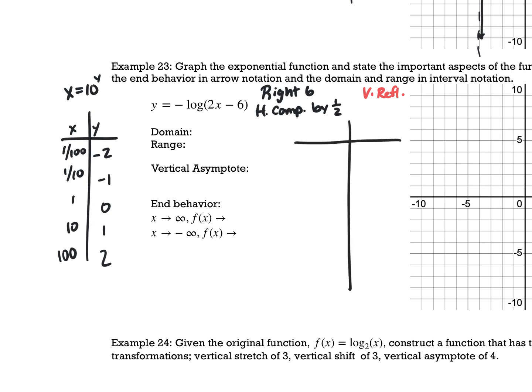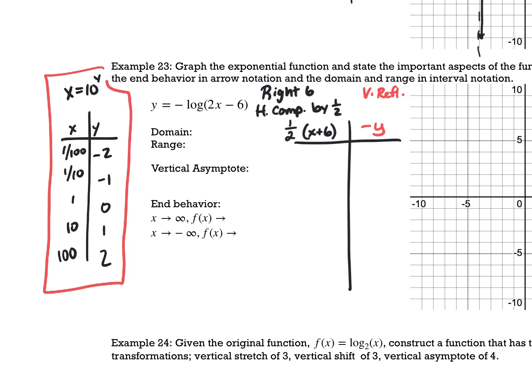If we want to go right 6, we're going to take our x values and add 6 to them. And then if we want to horizontally compress them by 1/2, we're going to put that 1/2 right here. The vertical reflection, we're going to take those y values from the table on the left, and we're going to flip their sign. That one's easier, so we can start there. All right, so what we're doing is we're transforming this table, and those transformations are visible with the 1/2 and the +6, as well as the negative.